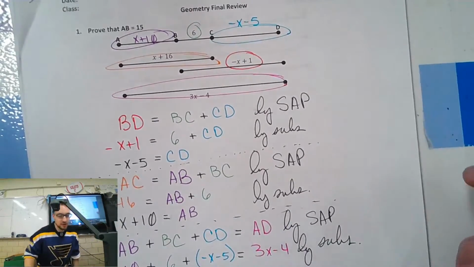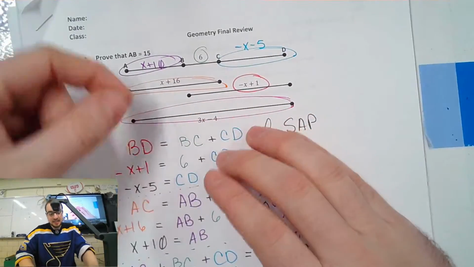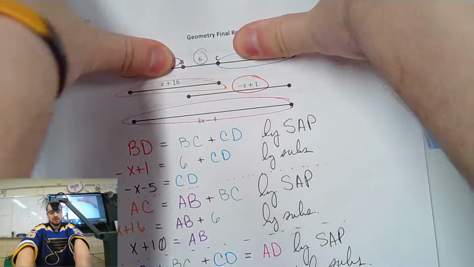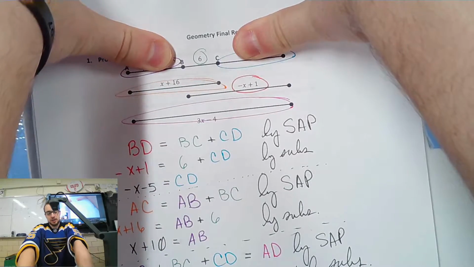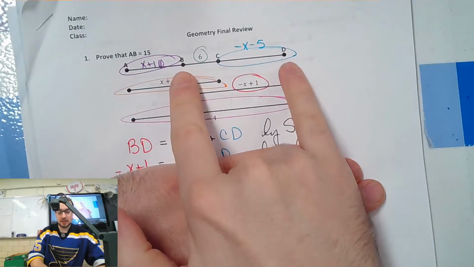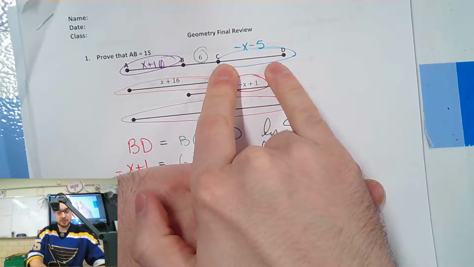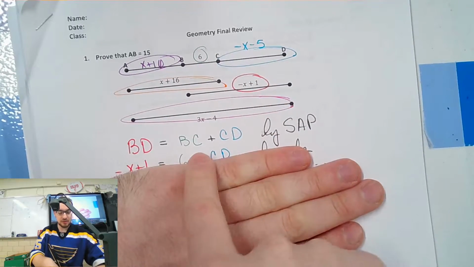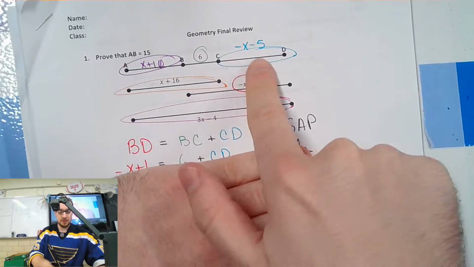Let's do this. So the first one. Here's what I did. I color-coded everything, and I didn't know this yet because it's not written down, so I had to find that. Is everybody cool with that? Awesome. So I know that BD, which is this right here, is composed of two segments, BC and CD. So by segment addition postulate, BD equals BC plus CD. Are you with me? Those two together.